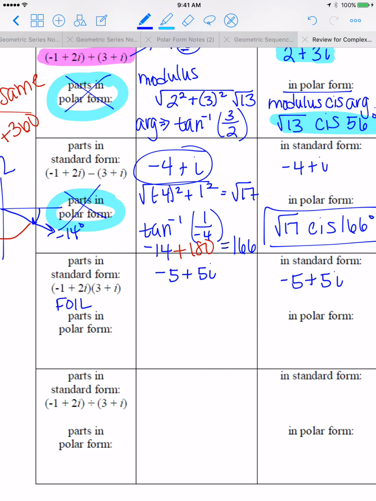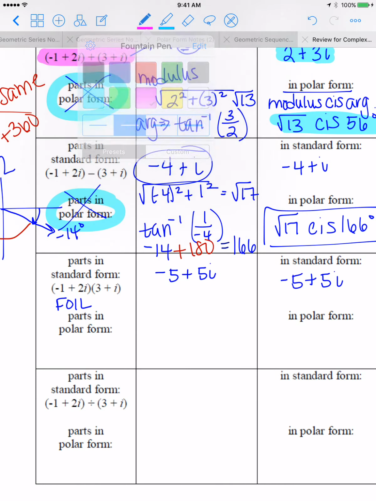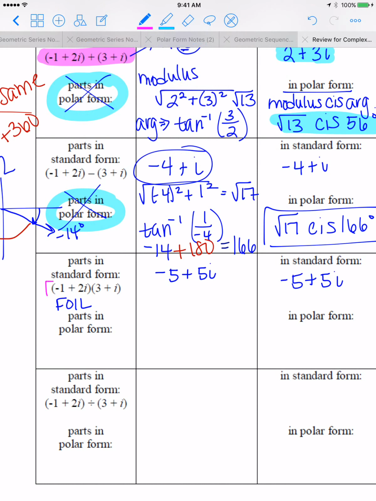From here, we can do exactly what we did in adding and subtracting. We could find your modulus from this, we could find your argument, put them together, bam, polar form. But what I want us to look at is what happens if we found the argument of the first binomial.